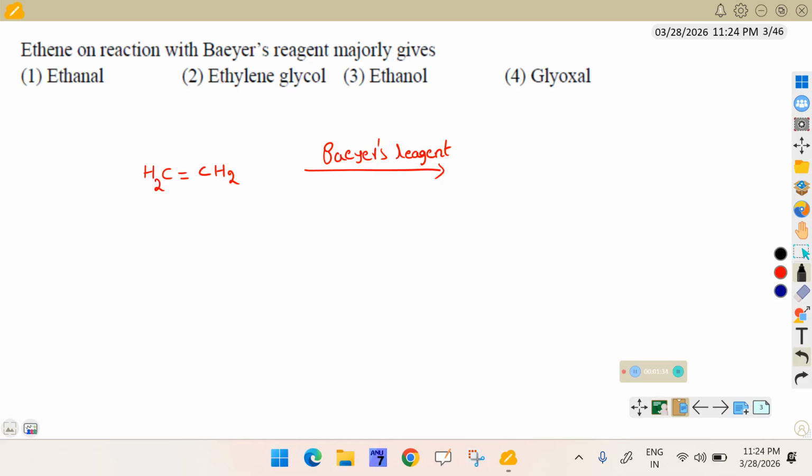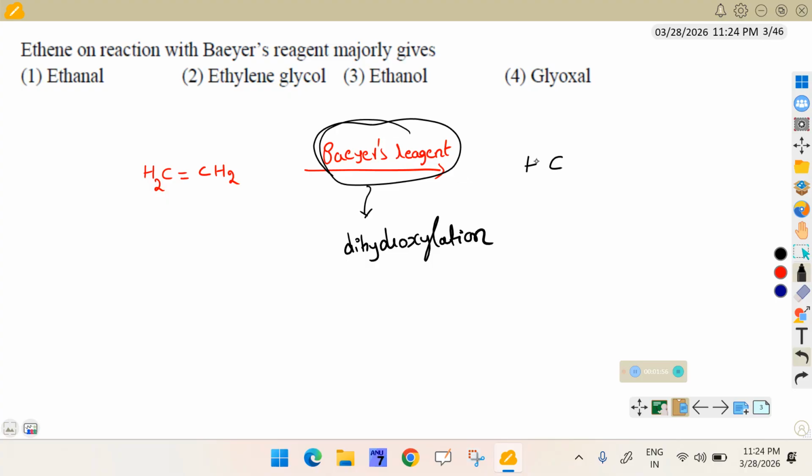Ethene on reaction with Baeyer's reagent, KMnO4, cold dilute alkaline KMnO4 is called Baeyer's reagent. Dihydroxylation process takes place. Add 2 OH groups, left hand side 1 OH group, right hand side another OH group. Ethane 1,2 diol, this is also called ethylene glycol.